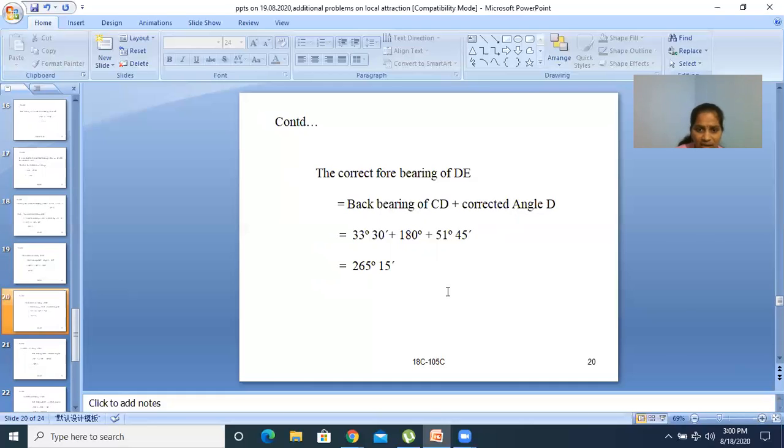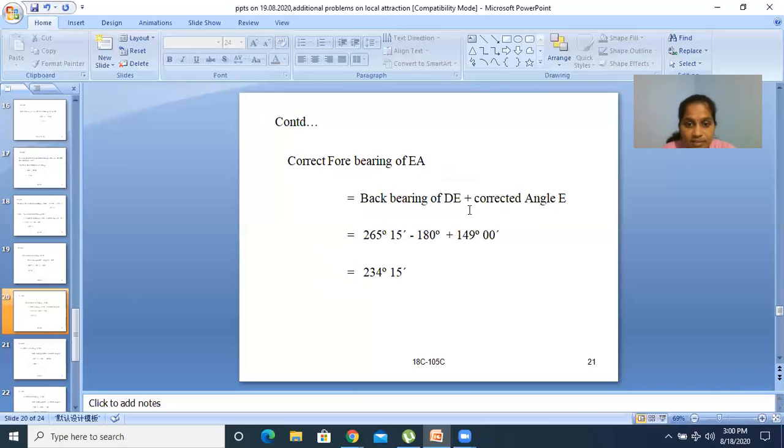You can add another step here also. I have added here directly the back bearing of CD line, 33 degrees 30 minutes plus 180. How can we get this one? This is the forebearing of CD line plus 180, so this is the back bearing of CD line. Then add angle at D, so that you get the forebearing of DE line. So that is 265 degrees 15 minutes.